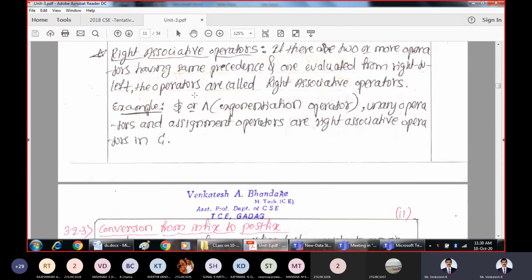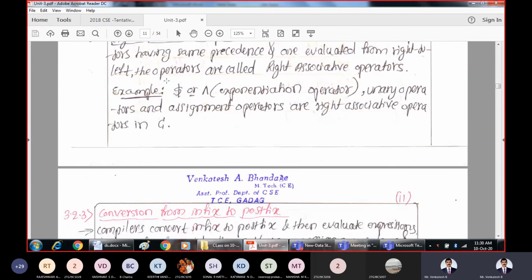In some places, this power operator or exponentiation operator may also be represented using the dollar symbol. So in some question papers or expressions, you may get an expression like this with the dollar. So they both represent the exponentiation or power operator. This you must remember.